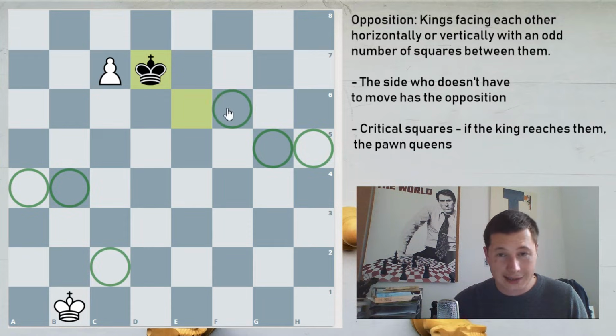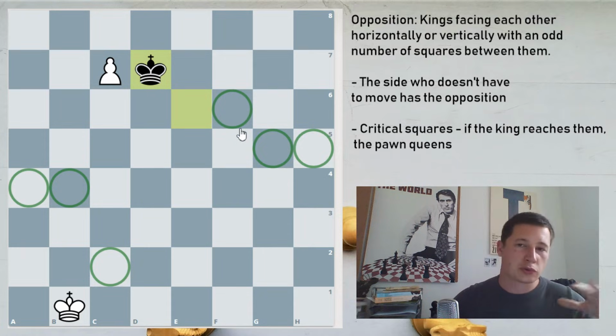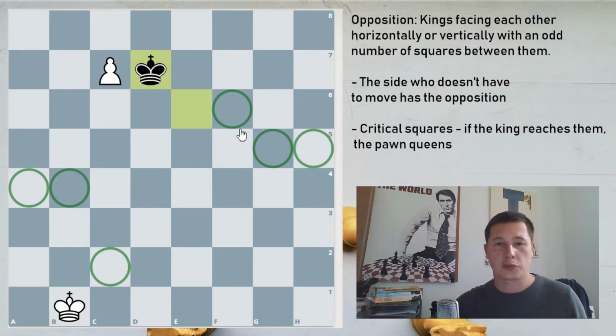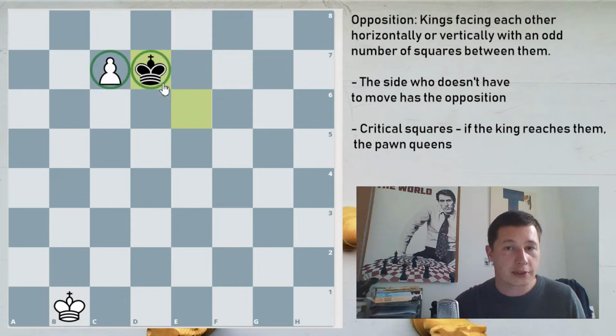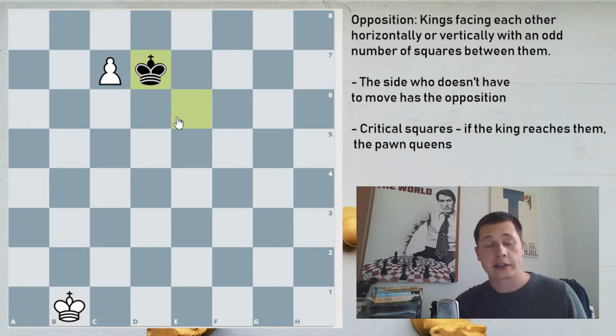Your king is here, his king is here, and you're calculating whether you have time to do something, whether he has time to catch your pawns. It's not always going to be one pawn versus king. The rule of the square is useful in calculating more complex endings.